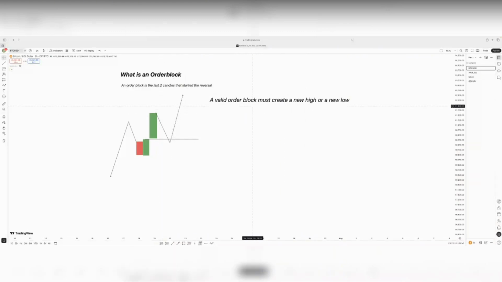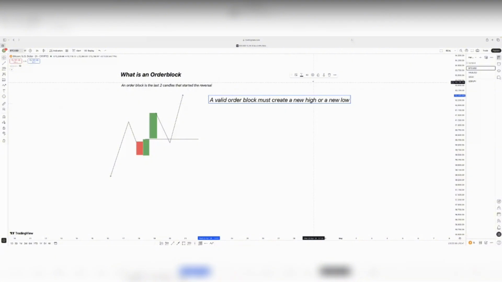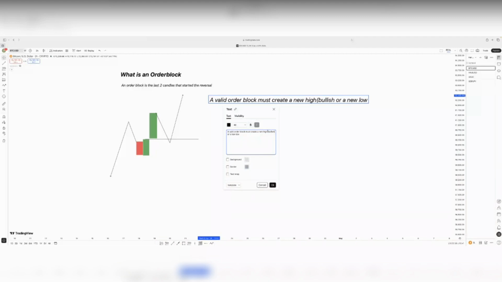A new high in a bullish market, let me put the bracket. That new high, of course, is in a bullish market, because in a bullish market we expect every low to create a new high, and a new low in a bearish market, because in a bearish market we expect every high to create a new low.